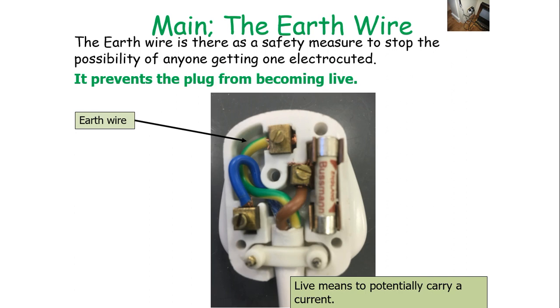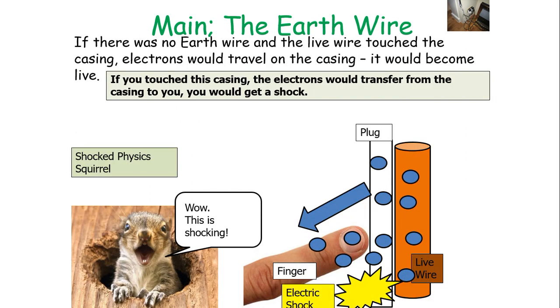Well, we know that it prevents the plug from becoming live, which means potentially carrying a current and potentially causing an electrical shock. Now, if there was no earth wire and the live wire touched the casing, the electrons would travel onto the casing. It would become live. So if you touch the casing, the electrons would transfer from the casing to you, so you would get an electrical shock.